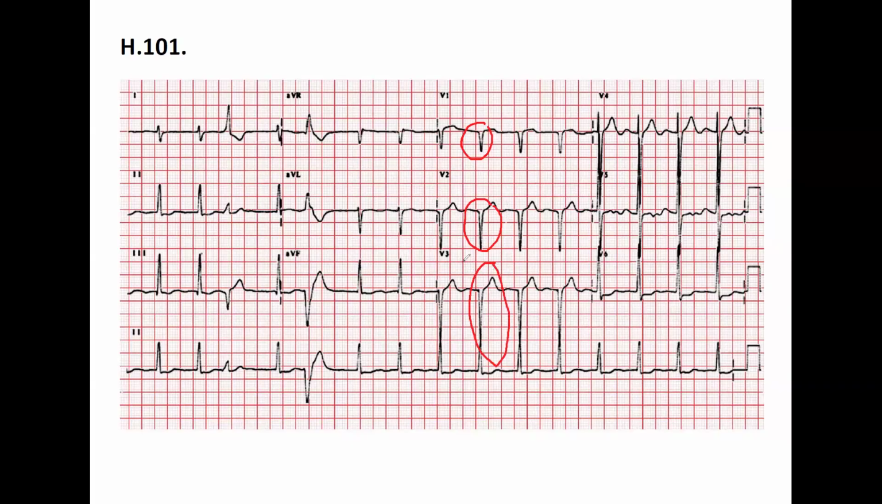This is not normal because you should have a progression of the R, but there's no progression, so you don't see the R getting bigger and bigger. It has a very deep negative QS complex, but nothing else. There is no ST elevation or T inversion. So it can be an old anterior MI, but that's an old one.